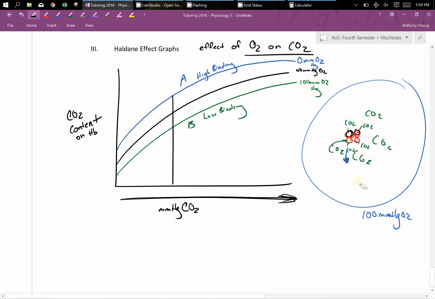On your x-axis, you have millimeters of mercury of carbon dioxide. There are two values you must know: 40 millimeters of mercury, and the other one is 46 millimeters of mercury. The reason why these values are important is because 40 millimeters of mercury, is that a lot of CO2 or very little CO2? That's very little CO2. Is that going to be your lungs or your feet? Lungs. 46, is that high? Is that going to be your lungs or your feet? That will be your feet.